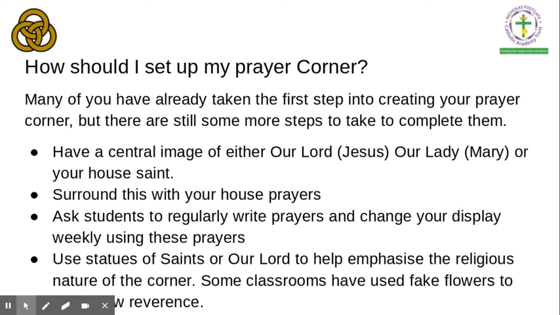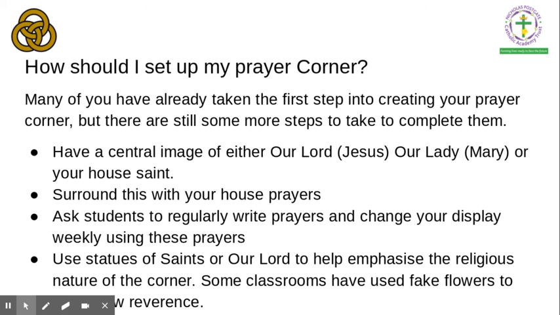You need to ask students to regularly write prayers and use them to change your display weekly with these prayers. So each week, once a week, ask your students on a Monday or a Tuesday to write some prayers dedicated to something to do with either the liturgical year or something to do with how that's happening in the current climate of either the school or in our country. At the moment, obviously, the ones we'll be talking about would either be Lent or when the children come back, how they've been feeling after being locked down for the last several months.